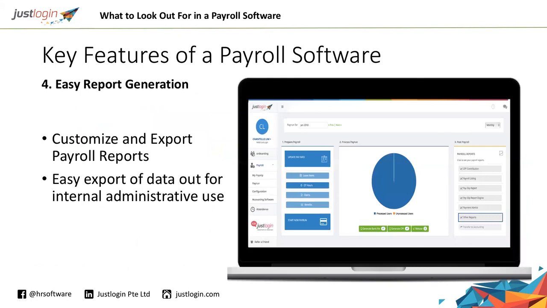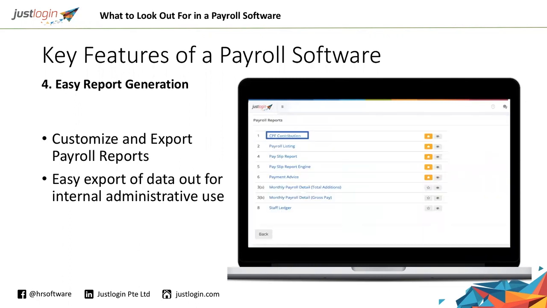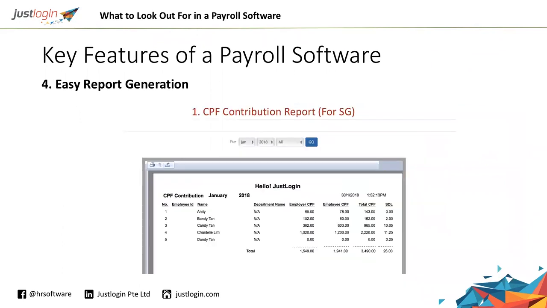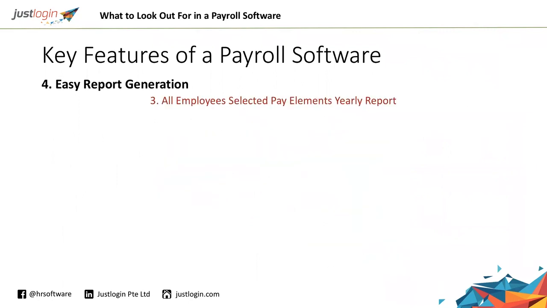The fourth feature of a payroll software you should look for is that it allows you to customize and export payroll reports. Things to take note of when choosing a payroll software: how comprehensive are the reports available, and how easily can you export the data out for internal use. The Just Log In ePayroll dashboard allows you to save commonly used reports for quicker access, and all our reports can be exported to PDF and Excel.